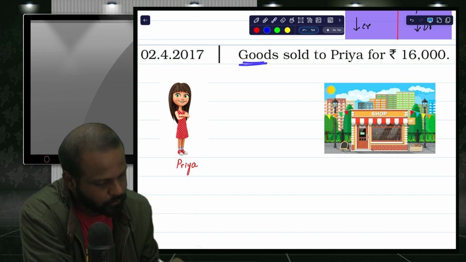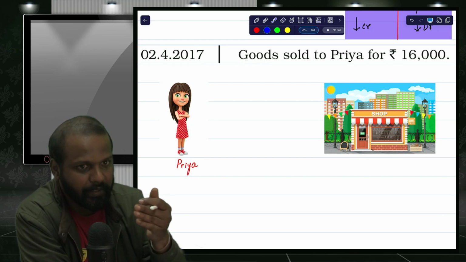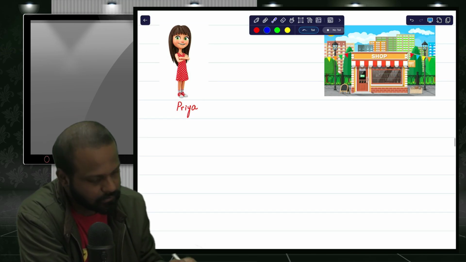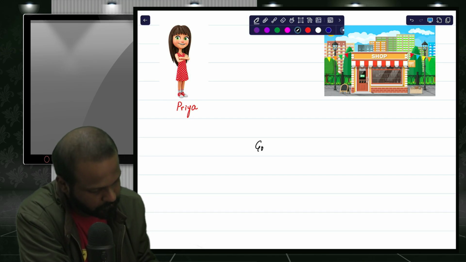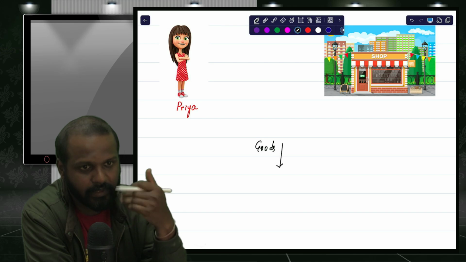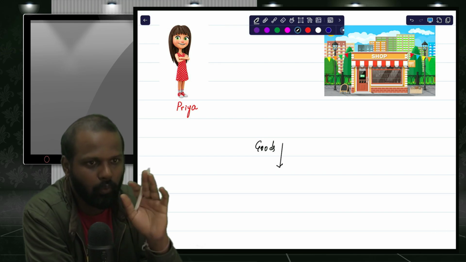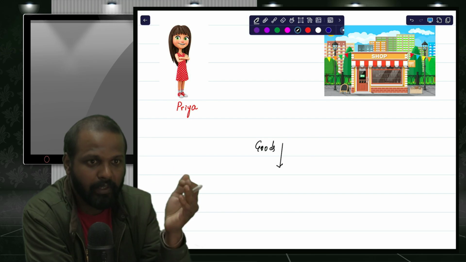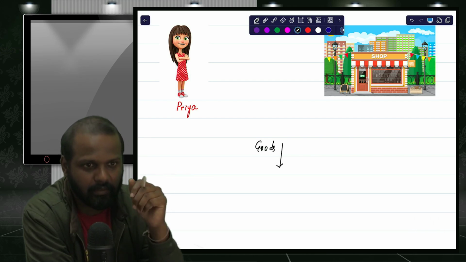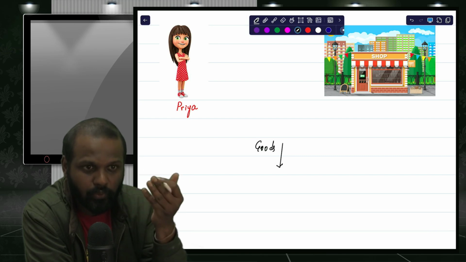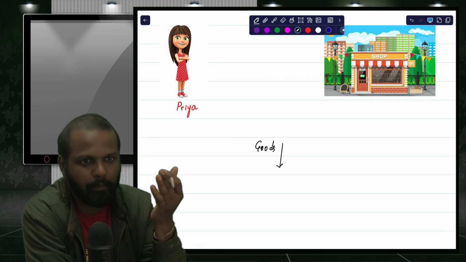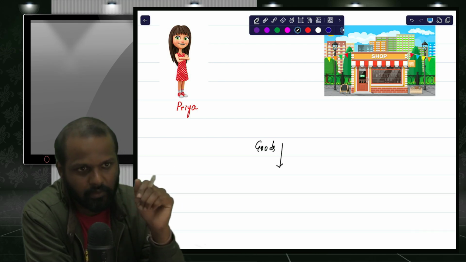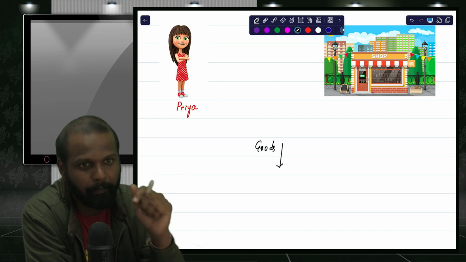So goods sold. Think from business point of view. If you sell the goods, goods will go out of the business. So first, what is going to change in the business? Goods are going to decrease. Have you received the money? No. But you are going to receive it in future. Amount receivable in future is an asset, but amount payable in future is a liability. So you have to remember that from this particular person, I have to receive the money. So you create an asset.